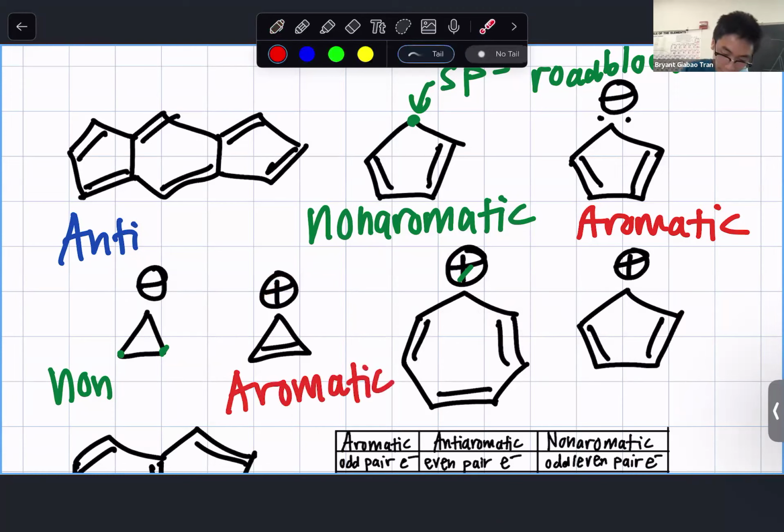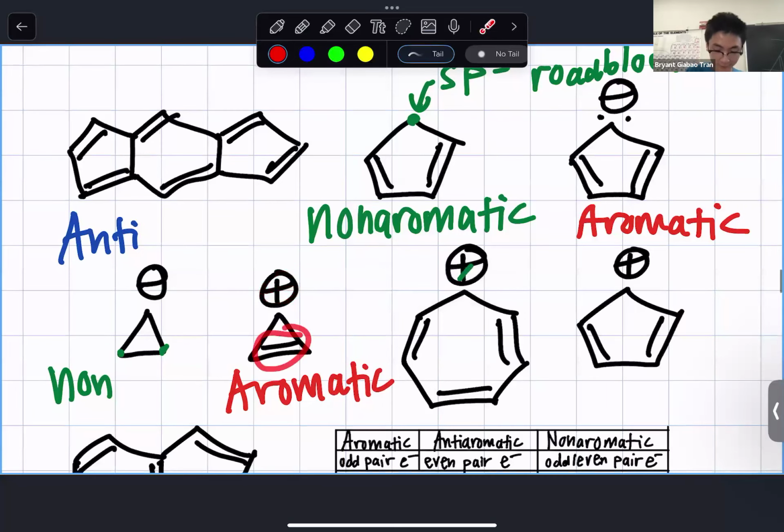This positive charge here means that this carbon is missing electrons, but it's still sp2 hybridized because it has an empty p orbital. If that was a negative charge instead, then that would be anti, because that lone pair would count as a pair, but there are no electrons there. It's just this one pair. Next one. Aromatic: fully conjugated, cyclic, planar, 3 pairs, 1, 2, 3. There's no lone pair of electrons on that positive charge, so aromatic.